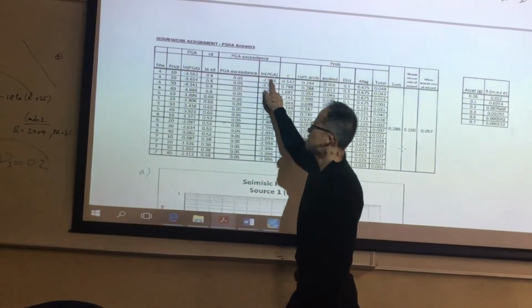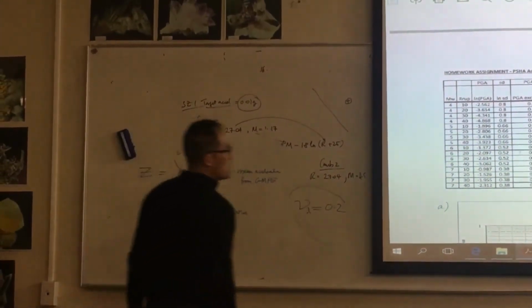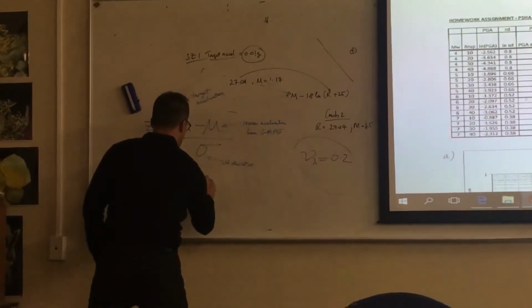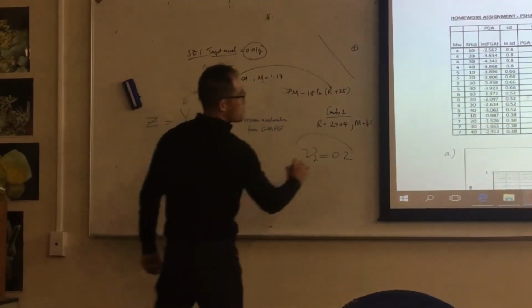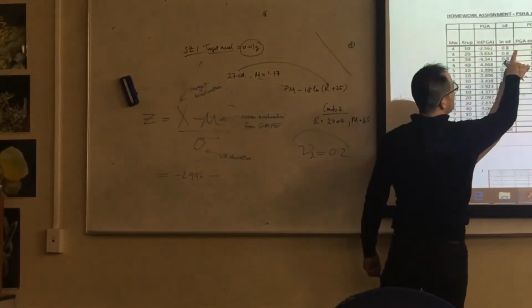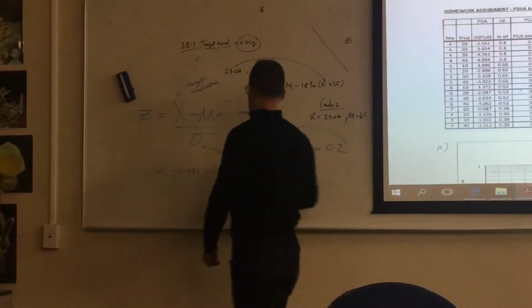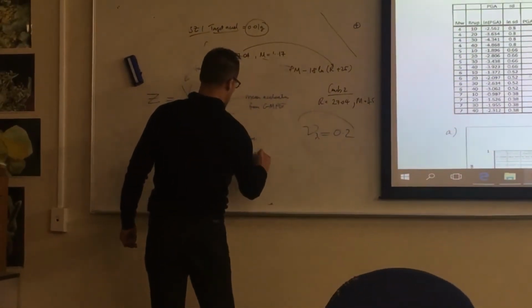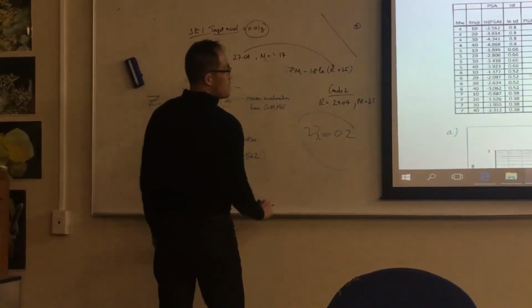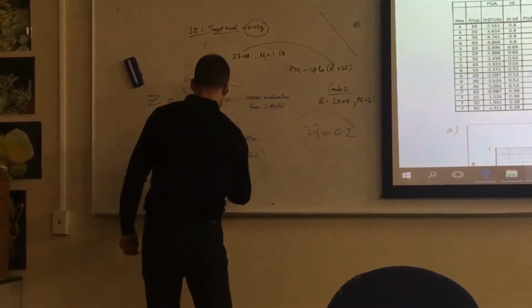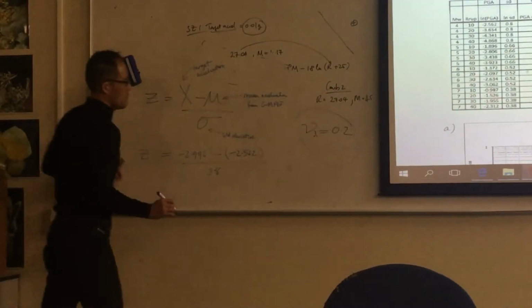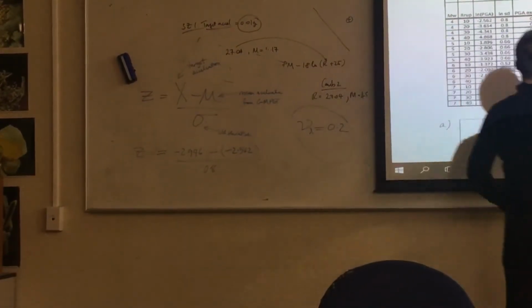Okay? So basically for the first one there, what I've calculated there, the Z value will equal minus 2.996 minus minus 2.562 divided by the standard deviation, which is 0.8. Okay, and that's my Z value, and that is this thing here.